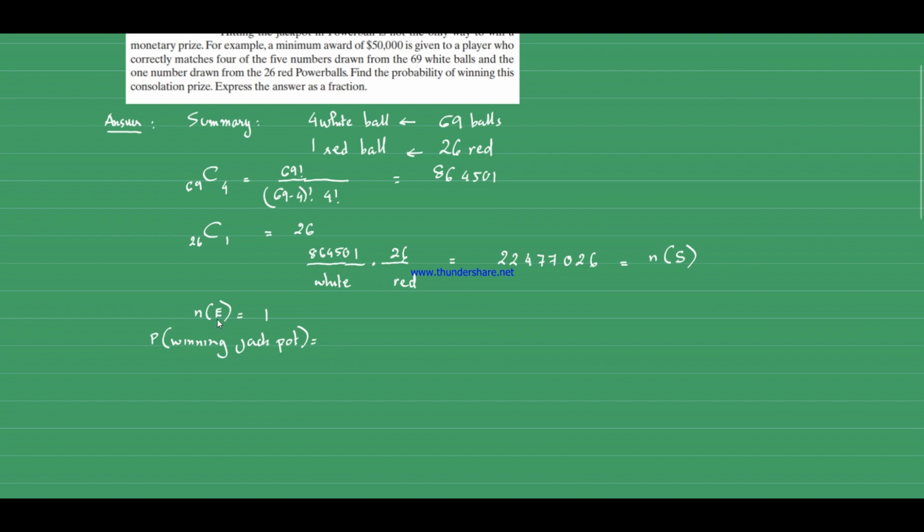will be 1 over 22,477,026. All right, so you see how small it is, right? You put it into the calculator. This is like 0.00000, very small. If you convert it, this gives you 4.48 times 10 to the negative 8. So the probability of winning a jackpot, winning the lottery, is very, very small.